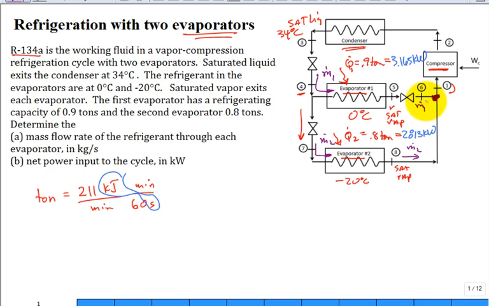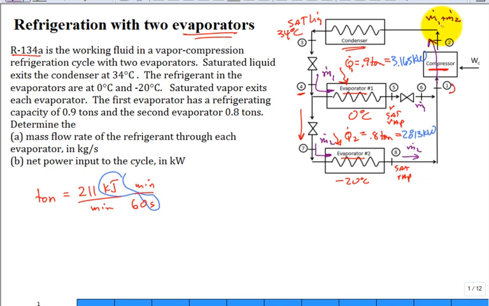Two fluid streams mix, M-I-X. So the mass flow rate at 1, the mass flow rate going through this compressor, is the mass flow rate 1 plus mass flow rate 2. The sum of them, the one that went through the first evaporator plus what went through the second evaporator, is what goes through the compressor as well as through the condenser. Okay, so right away it's pretty easy, but we get our mass flow rate balances through the system.